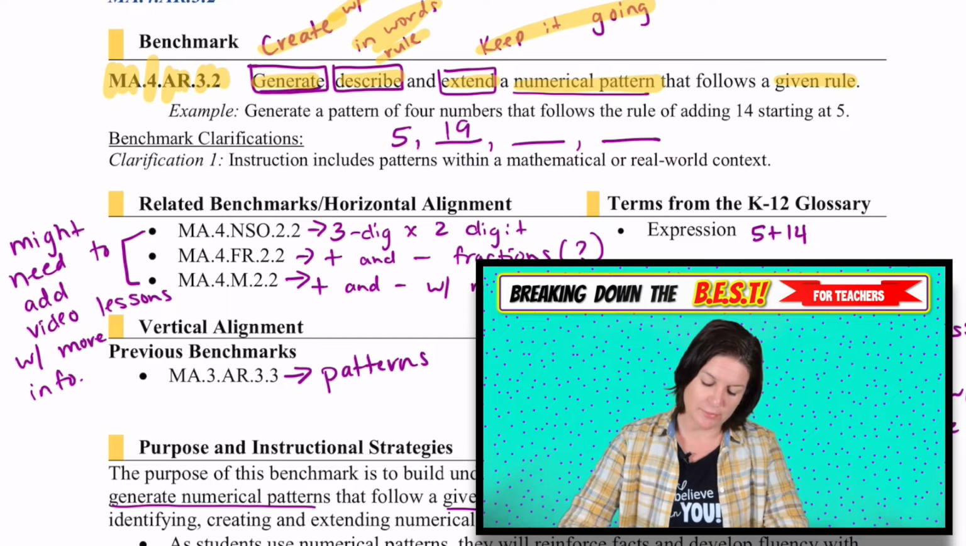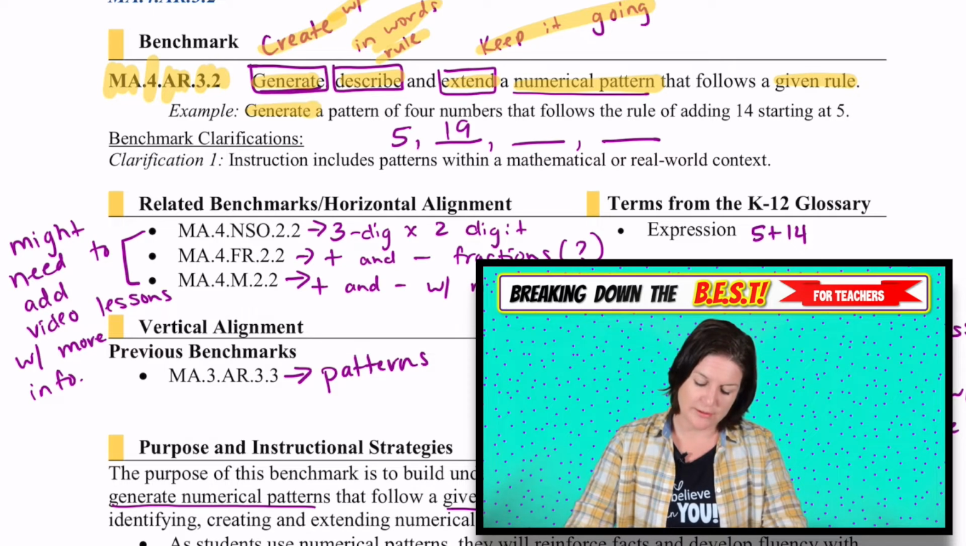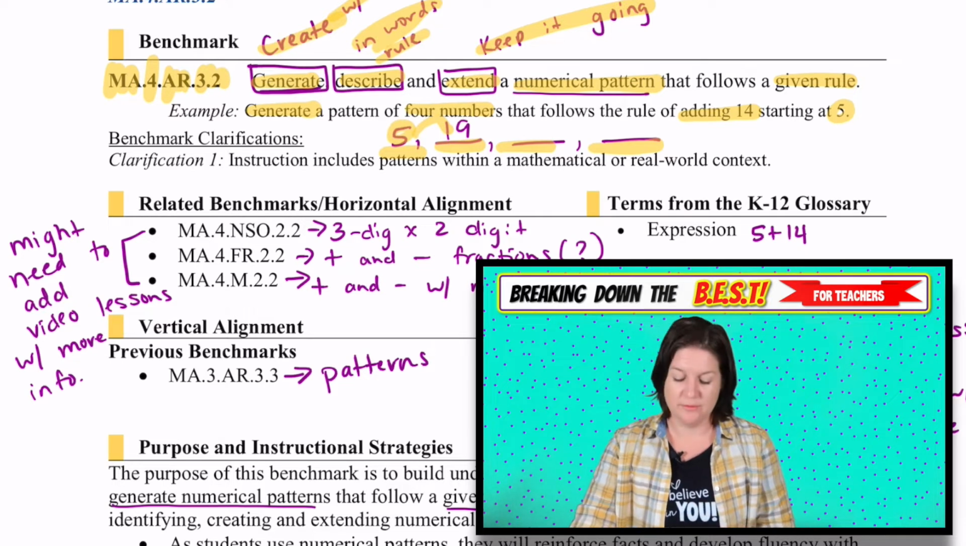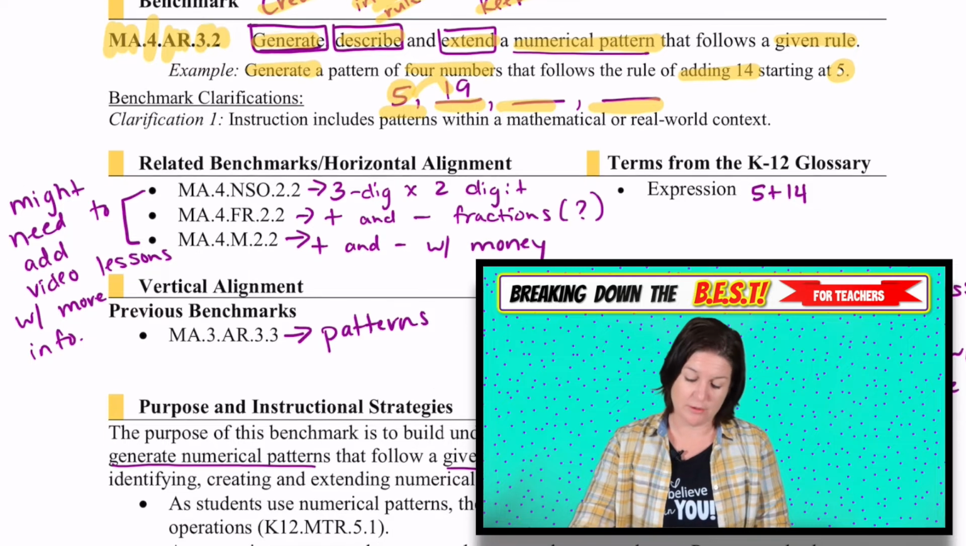So you can see this example: generate, create a pattern of 4 numbers, 4 terms, 1, 2, 3, 4, that follows the rule of adding 14, and starting at 5. By continuing that pattern, you would be nailing this benchmark right there.